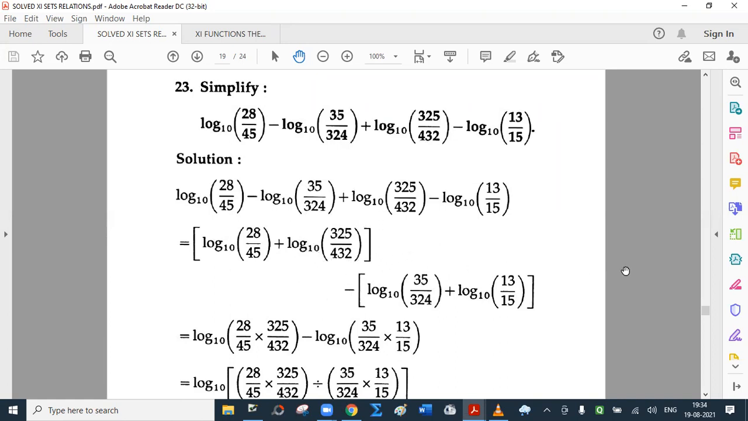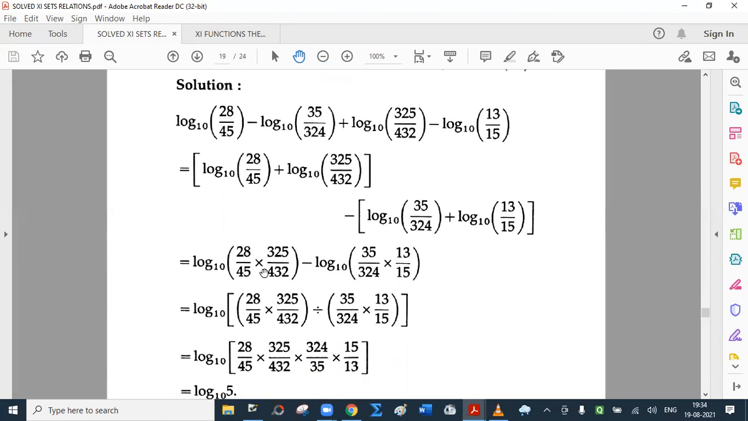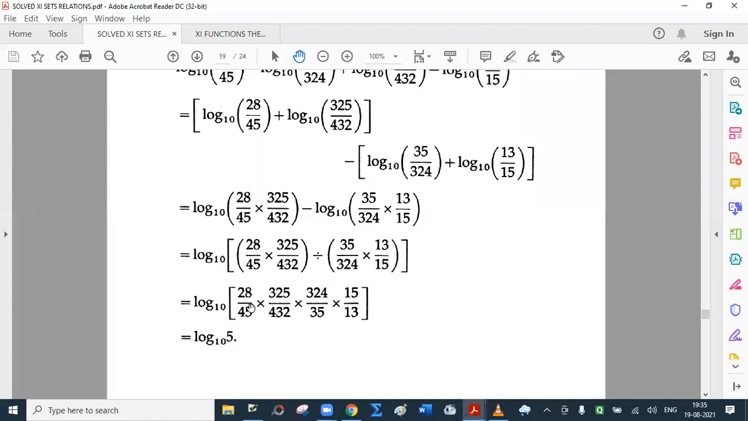What is log m plus log n? Log m plus log n is log mn. And what is log m minus log n? Log of m upon n. Okay. Now, a upon b upon c upon d is what? A upon b into d upon c. Basic rules. So 28 by 45 into 325 by 432 into 324 goes to numerator now upon 35 into 15 upon 13. If you simplify this, of course, you won't get this directly. It will take some time. So you will notice that you get log 5 to the base 10.